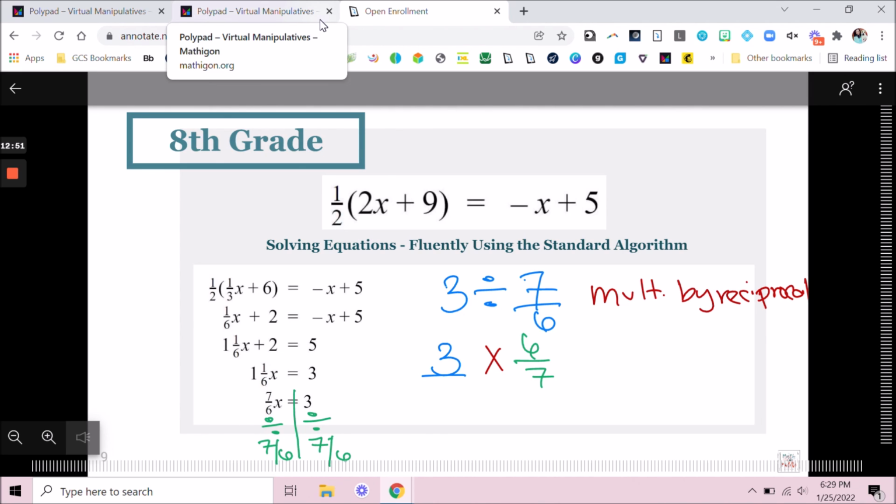Now remember, any whole number is just a fraction with a denominator of 1. So we have 3 times 6, which is 18. And then 7 times 1 is 7. So 18/7. Well, if we're thinking about that, 7 goes into 18 2 times with 4/7 left over. So we would say that x is 2 4/7. And that's much more efficient. But what we understand here is the math behind it, as opposed to keep, change, flip, where we don't understand what's happening.